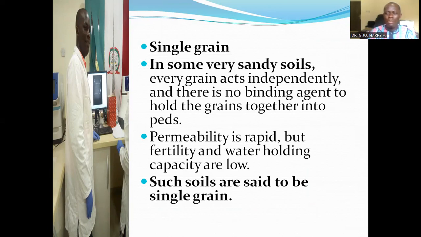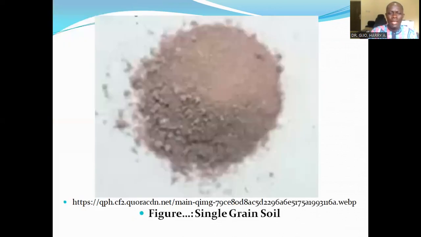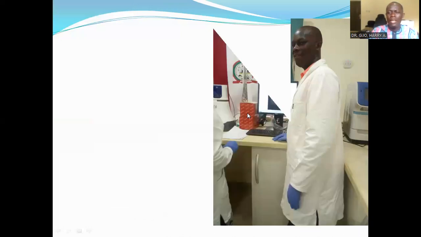Such soils are said to be single grain, the ones that do not adhere to each other and do not have a binding agent to hold the grains together. These are typical examples of a figure showing the single grain soil types, particularly commonly found in sandy soils.